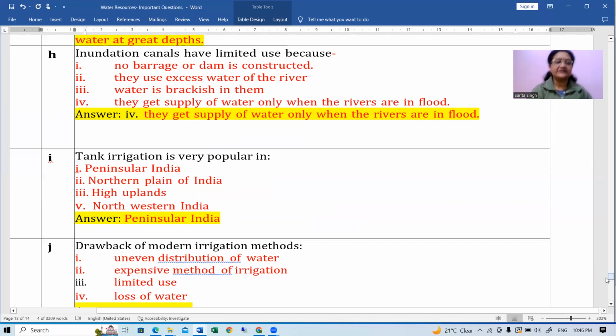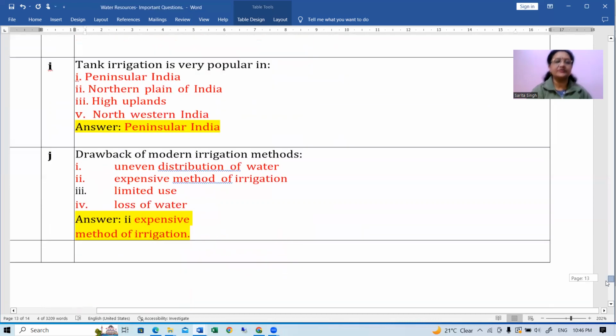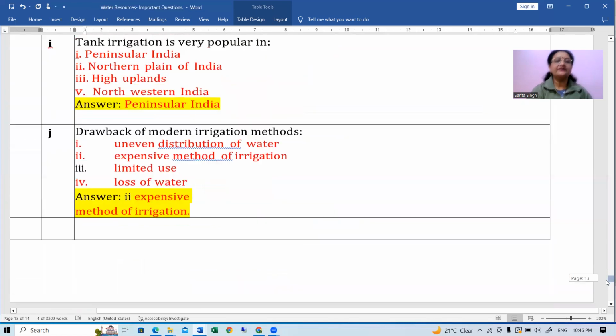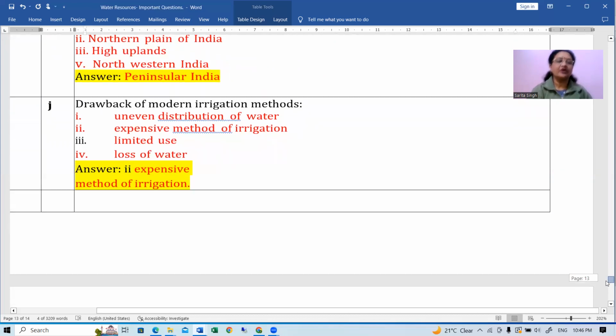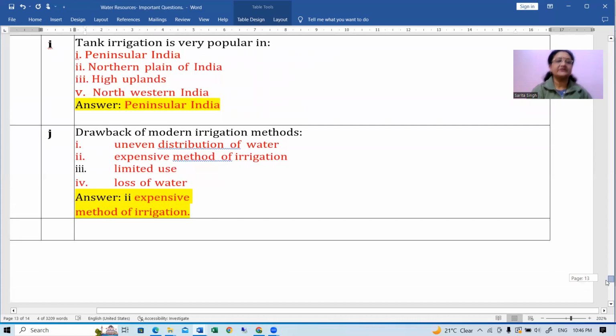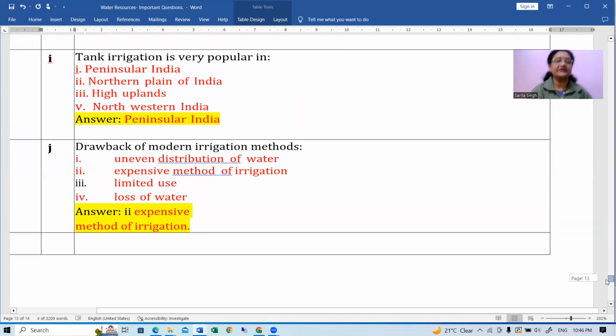Then next is: drawback of modern irrigation methods. Uneven distribution of water, expensive method of irrigation, limited use, loss of water. These are the options. And the correct answer is the second one, that is expensive method of irrigation.